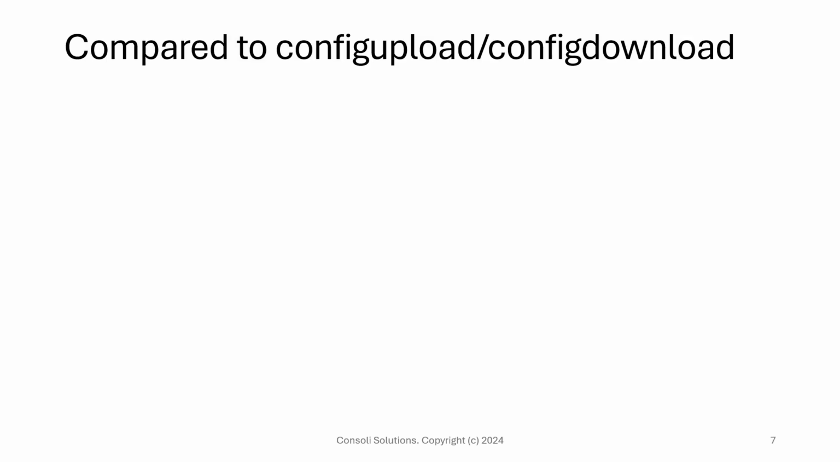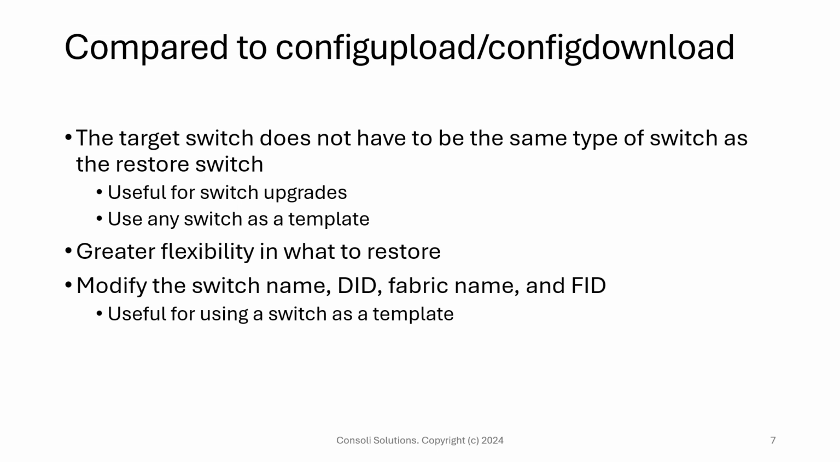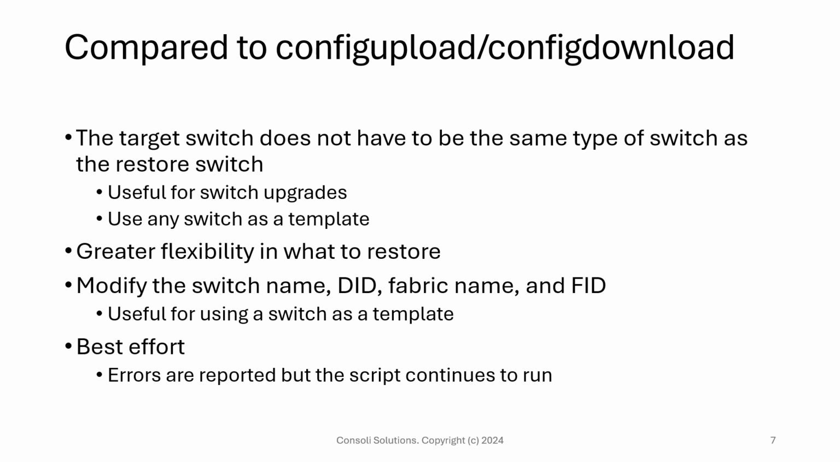Although there is some overlap with the config download and config upload FOS commands, the restore script was really designed as a template. So the target switch does not have to be the same type of switch as the restore switch. You have greater flexibility in what you want to restore. You can modify the switch name, domain ID, fabric name, and fabric ID. And this is a best effort. It'll do as much as it can, and if it runs into any error, it reports them but keeps right on running.